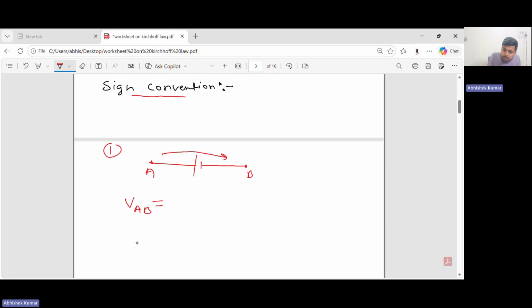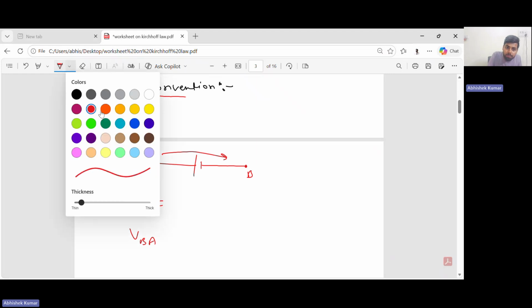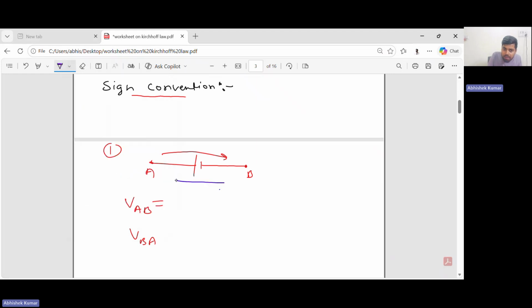And if I ask what is the potential from B to A, I am moving from B to A. Understand the words B to A. The voltages are E1 and E2. When you move from A to B, see which terminal you come to first. Positive. We are going from positive to negative, so you take the term as plus E1.